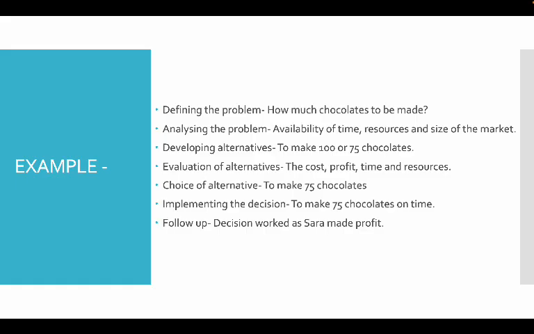The alternatives in this case were to prepare 100 chocolates or 75 chocolates. Next would be evaluation of alternatives. She evaluated the alternatives on the basis of cost involved, profit, time, and resources. The choice of alternative was made: she decided to make 75 chocolates. She implemented the decision by making 75 chocolates on time. Follow up: she compared the desired result with the actual result, that she made a profit.